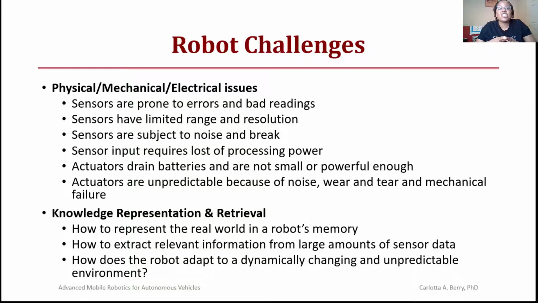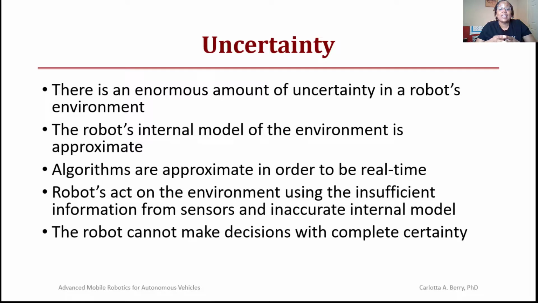So because of all of these challenges, there's an enormous amount of uncertainty in a robot's environment, as well as the robot's state, its location in the world, as well as the status of the world. So the robot's internal model of the world or environment is typically going to be approximate because of these challenges. And also, in order to have the robot make decisions in real time, you have to use these approximations so that the robot can keep moving. So the robot acts upon the environment using this insufficient information from the sensors as well as this inaccurate internal model. And so the robot can never make decisions with complete certainty. And this is where probability comes in.